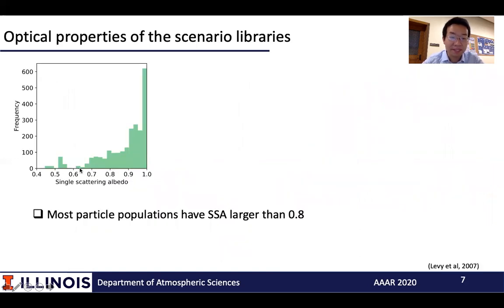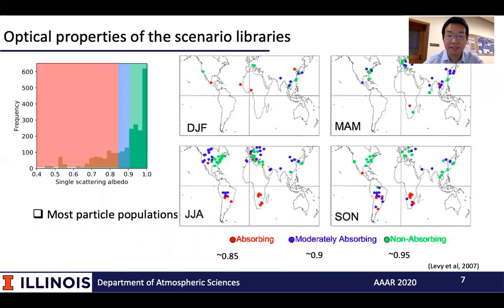And this is a single scattering albedo histogram. We find most populations have SSA larger than 0.8. This is consistent with what AERONET observed. According to a study by Levy in 2007, they divide the particles into three types: absorbing particles with SSA around 0.85, moderately absorbing with SSA around 0.9, and non-absorbing with SSA around 0.95. Our scenario libraries are quite representative of all these three populations.